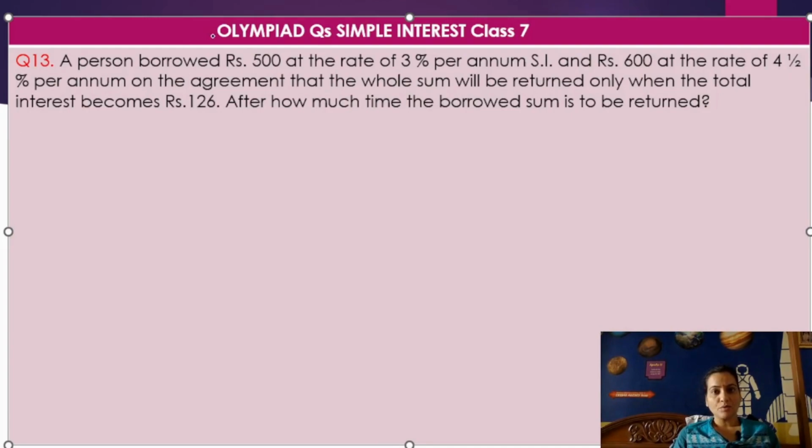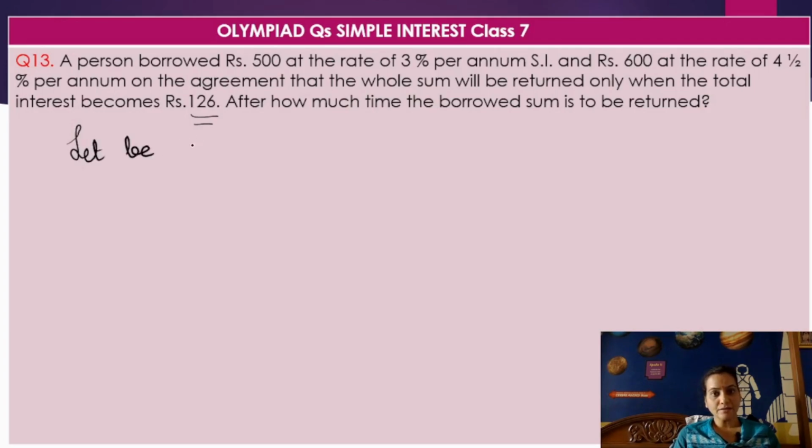the person is borrowing rupees 500 and rupees 600 at different rates of interest, and we don't know for how much time. He will return the amount only when the simple interest becomes rupees 126. So let the time period for which we are trying to find out be equal to x years, or x, we will get to know as we solve. Let the time period for which the money is borrowed be x.